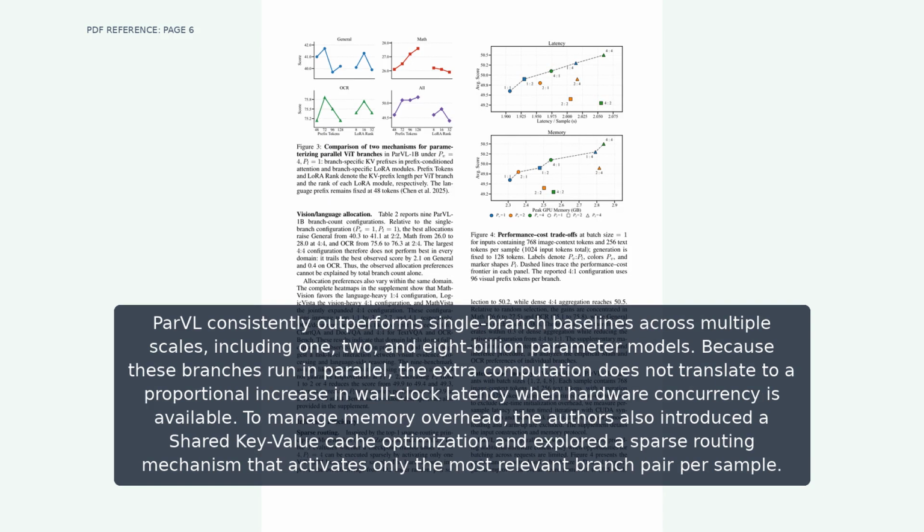ParVL consistently outperforms single-branch baselines across multiple scales, including 1, 2, and 8 billion parameter models. Because these branches run in parallel, the extra computation does not translate to a proportional increase in wall clock latency when hardware concurrency is available. To manage memory overhead, the authors also introduced a shared key-value cache optimization and explored a sparse routing mechanism that activates only the most relevant branch pair per sample.